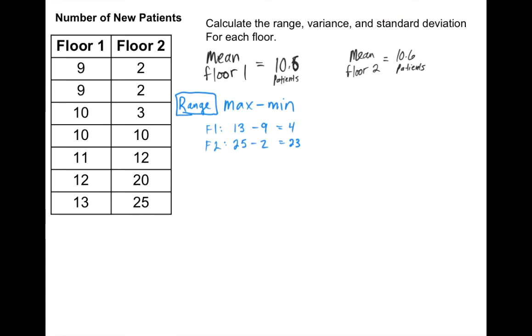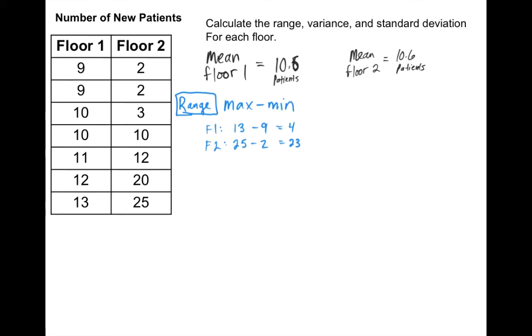So these two measures are related to one another. The variance is the standard deviation squared. So if you take the variance and take the square root, you get the standard deviation. If you take the standard deviation and square it, you get the variance. So that's how they're related.